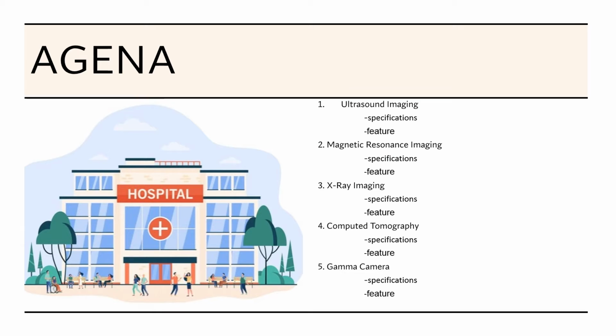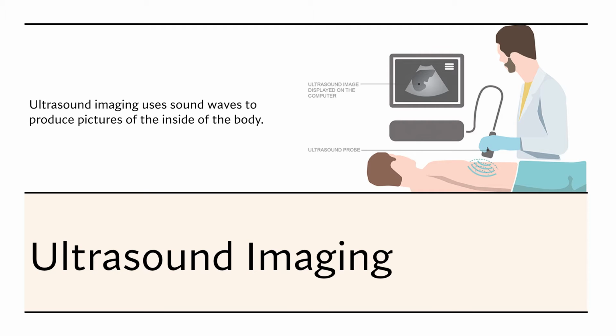In our agenda today, first we will talk about ultrasound imaging with me. Then we go to magnetic resonance imaging with Walid Batawi. Then X-ray imaging with Ahmed Muslimani. After that, computed tomography with Abdullah Knani. Finally, we talk about the gamma camera with Abdulaziz Al-Sadi. So what is ultrasound imaging? Ultrasound imaging uses sound waves to produce pictures of the inside of the body.